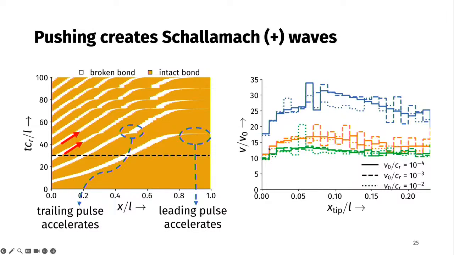Blue is the first front, orange is the second front, green is the third front, the third pulse. And the velocities scale exactly with V naught, which is consistent with what we assumed, but now it comes without any assumptions thrown into the model, right? The pushing velocity sets the scale for these waves, for these slow waves.